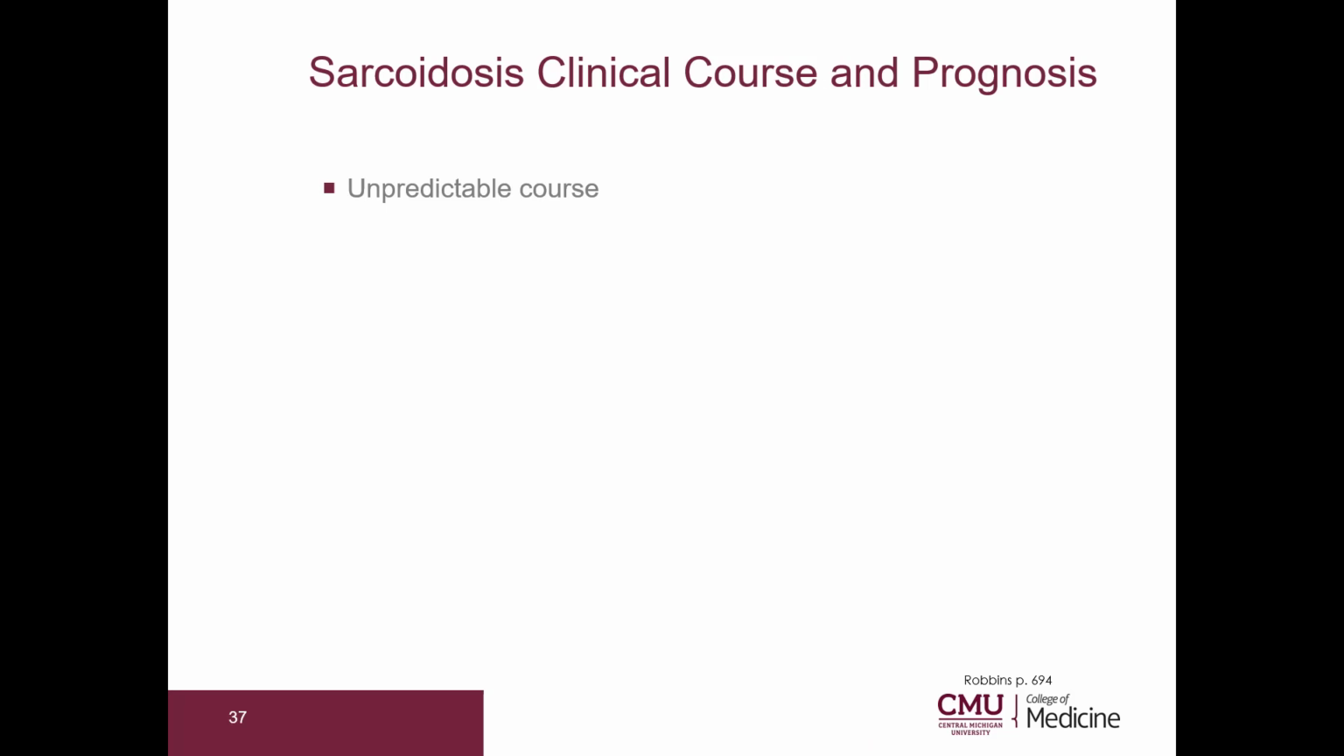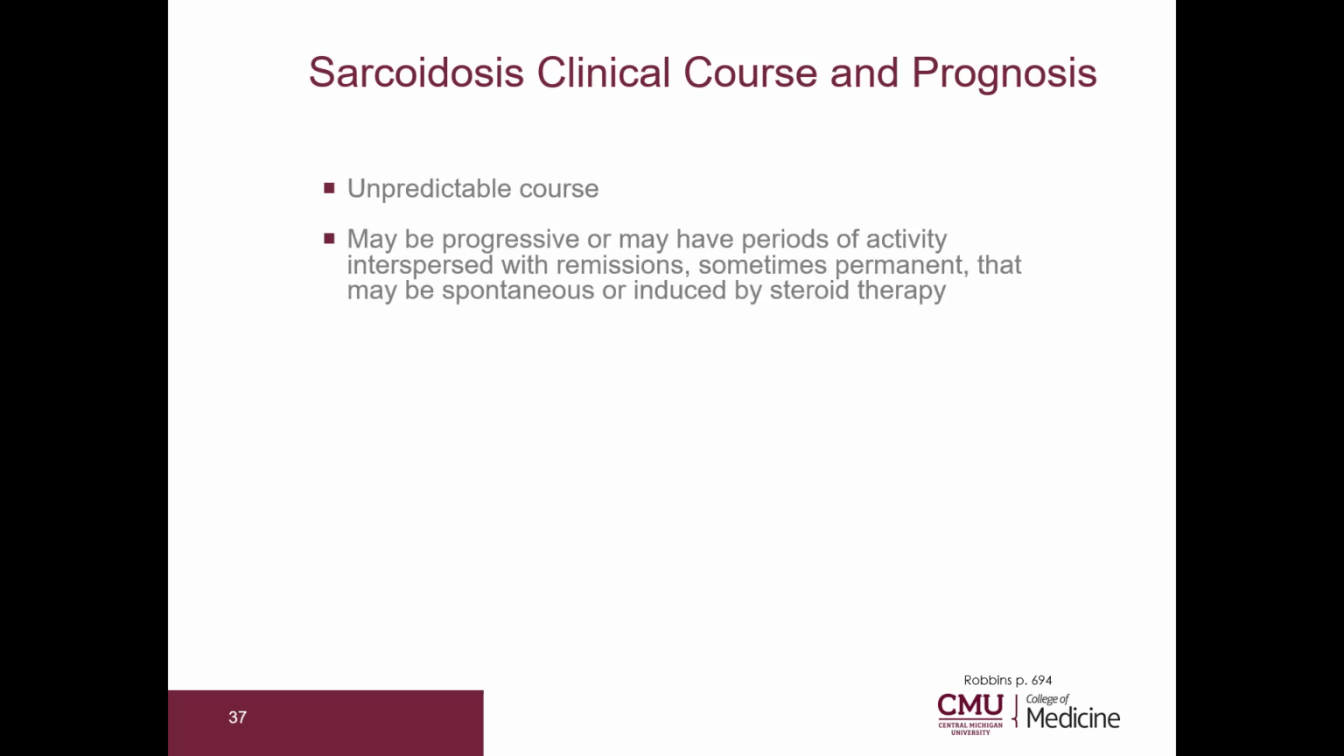Sarcoidosis has an unpredictable course. It may be progressive or may have periods of activity interspersed with remissions, sometimes permanent, that may be spontaneous or induced by steroid therapy.